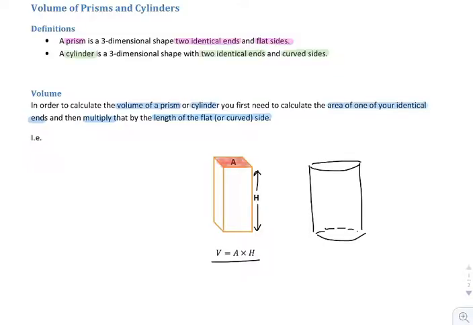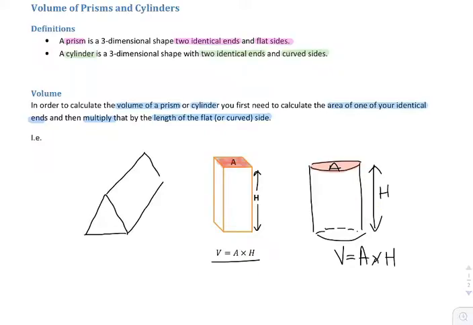If I draw a cylinder, and it's a sketch of a cylinder, I can again say that my flat surface or my identical end is my top. I'm going to label that as A, where my height is how tall it is, giving me a formula of volume equals A times height.